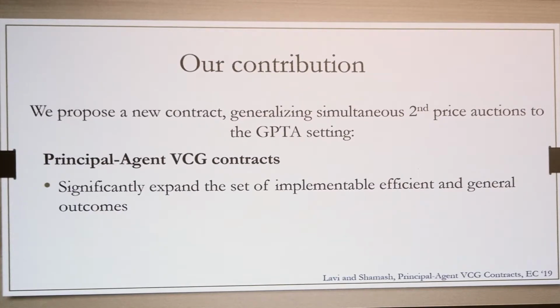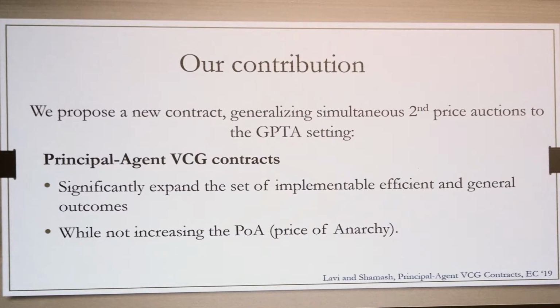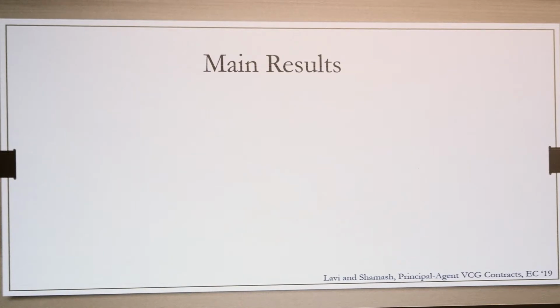Now, these principal agent VCG contracts significantly expand the set of games which have a subgame perfect equilibrium. Many games do not have a subgame perfect equilibrium with first price contracts. With these contracts, some of those games do. And they do this while not increasing the price of anarchy. And they are simple contracts.